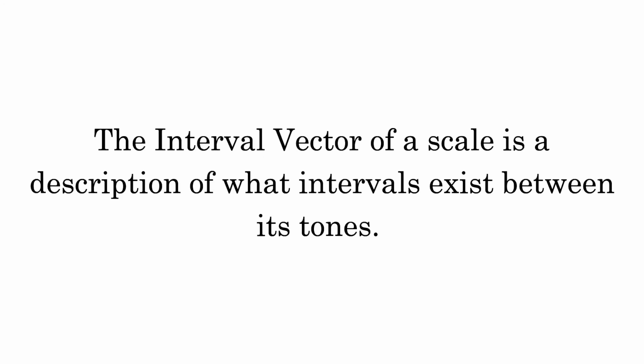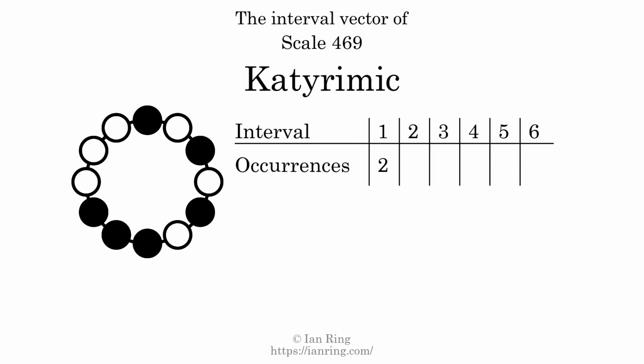The interval vector of a scale is a description of what intervals exist between its tones. There are 2 intervals with the size of 1 semitone. They are here and here. There are 4 intervals with the size of 2 semitones. They are here, here, here, and here. There is 1 interval with a size of 3 semitones.